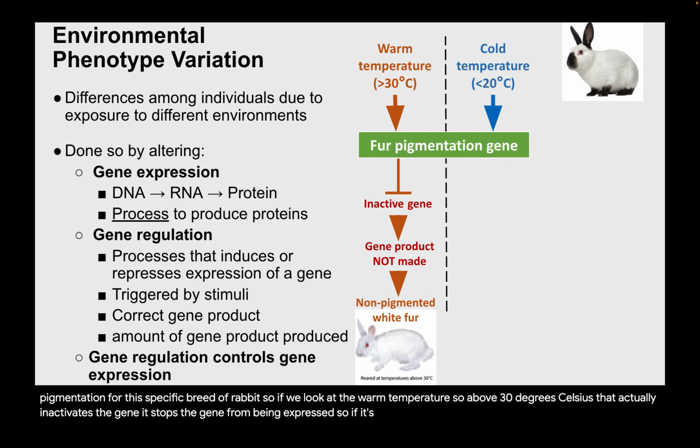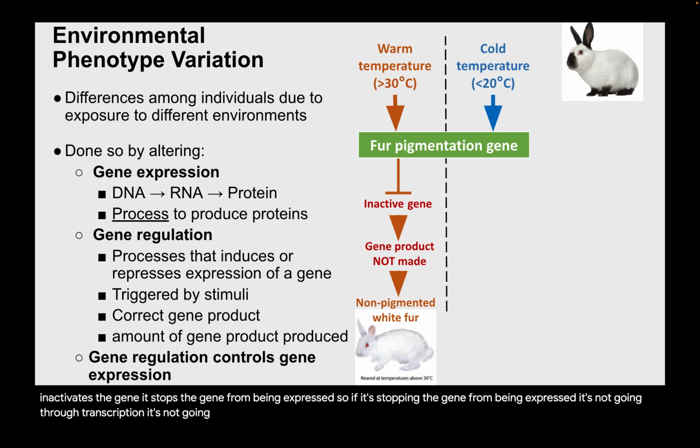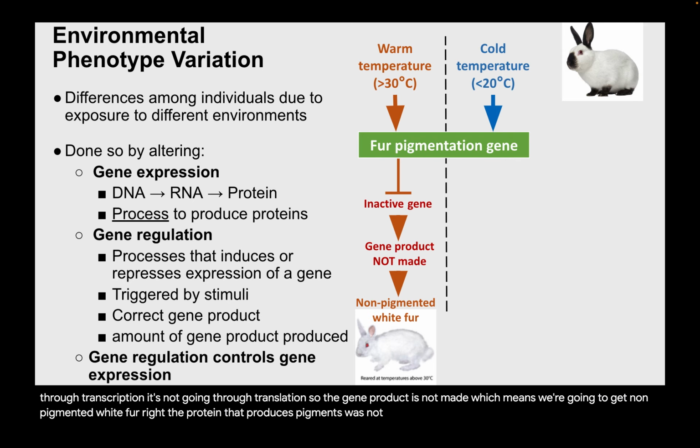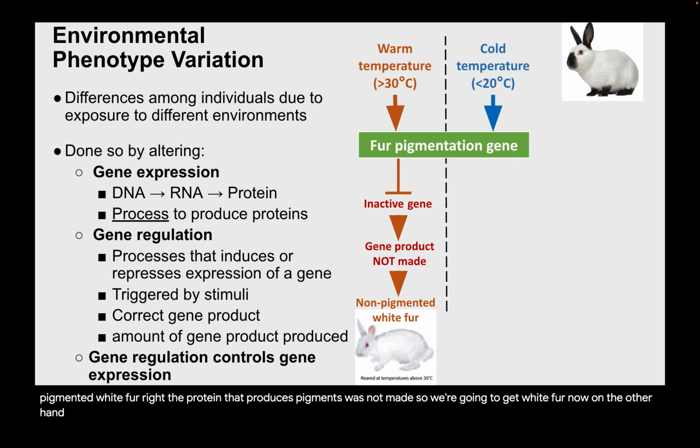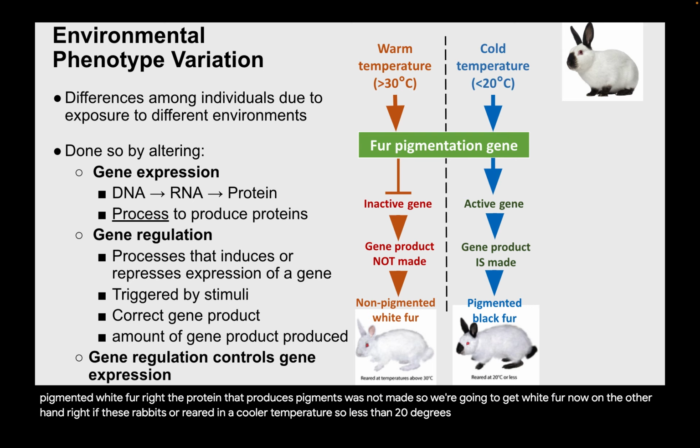So if it's stopping the gene from being expressed, it's not going through transcription, it's not going through translation. It's not making a protein. So the gene product is not made, which means we're going to get non-pigmented white fur. The protein that produces pigments was not made, so we're going to get white fur. Now on the other hand, if these rabbits were reared in a colder temperature, less than 20 degrees, that actually activates the gene. That says now we need to express this gene.